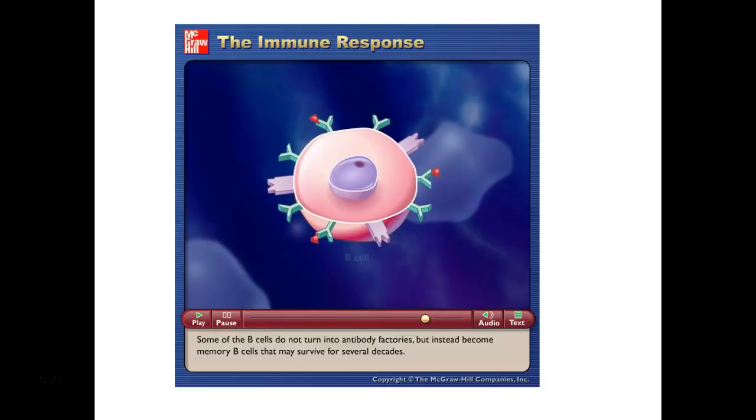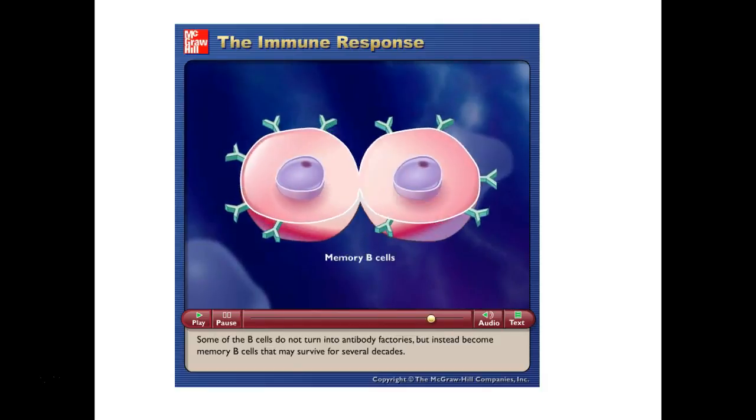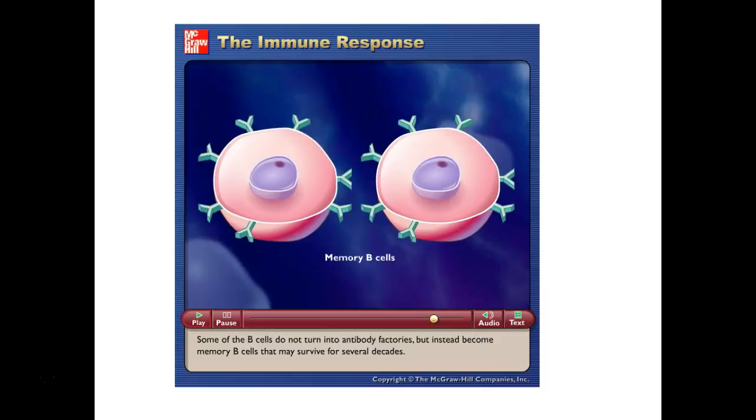Some of the B cells do not turn into antibody factories, but instead become memory B cells that may survive for several decades. Because of these memory B cells, the secondary immune response to a future infection by the same pathogen is swifter and stronger. This powerful secondary immune response is what gives immunity to some diseases after you have had them once or after you have been vaccinated. It's pretty cool, huh?